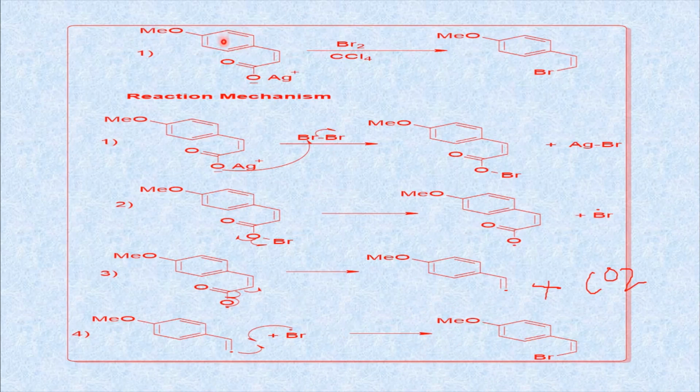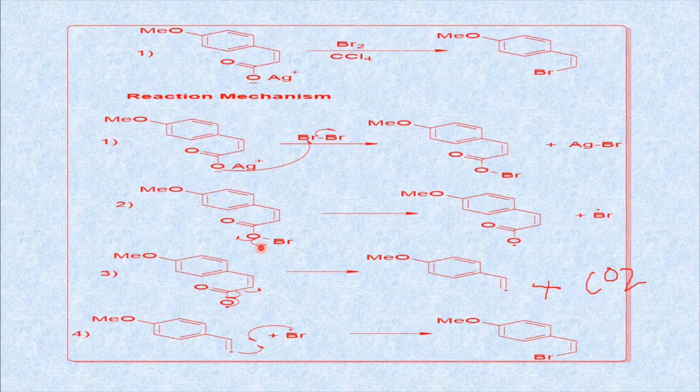The silver salt of the carboxylic acid reacts with Br2 in the presence of CCl4, and you will get this product. The reaction mechanism is also very simple. The O minus attacks this Br, the oxygen forms a bond with Br, and the other Br is the leaving group. This Br minus forms an ionic bond with the silver, and you get AgBr. In the next step, you get AgBr and OBr.